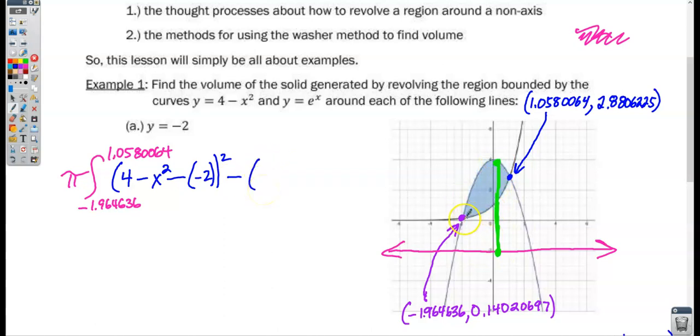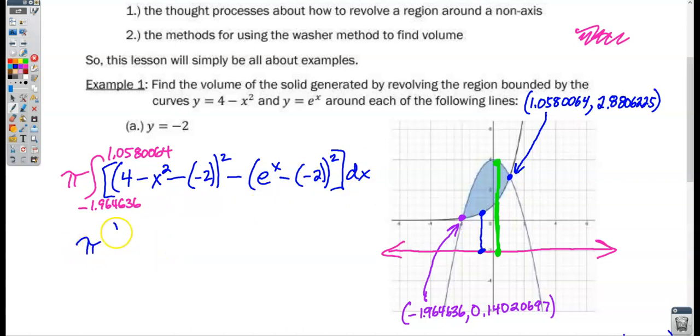The inner radius is the distance from this curve down to the axis of rotation. So that's going to be e to the x minus -2 as my inner radius. And there's my setup that will work. I could just write this as +2 in here.